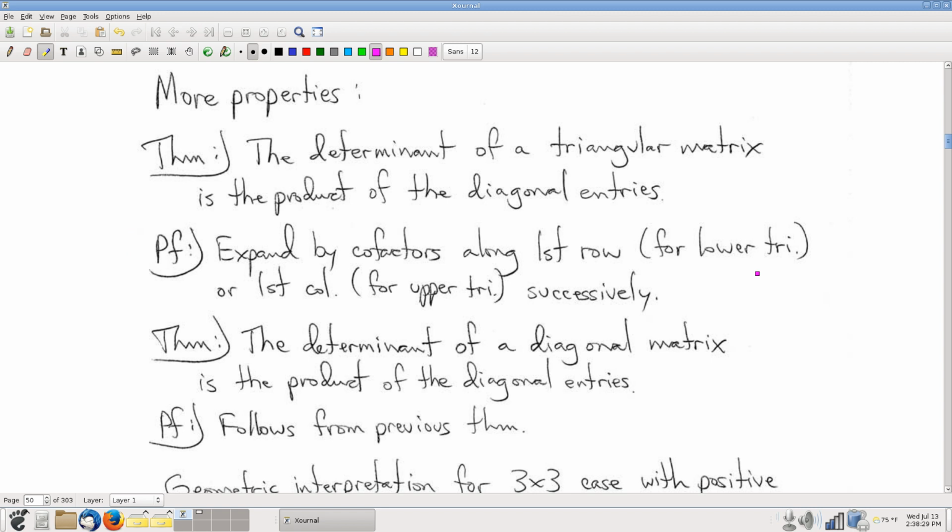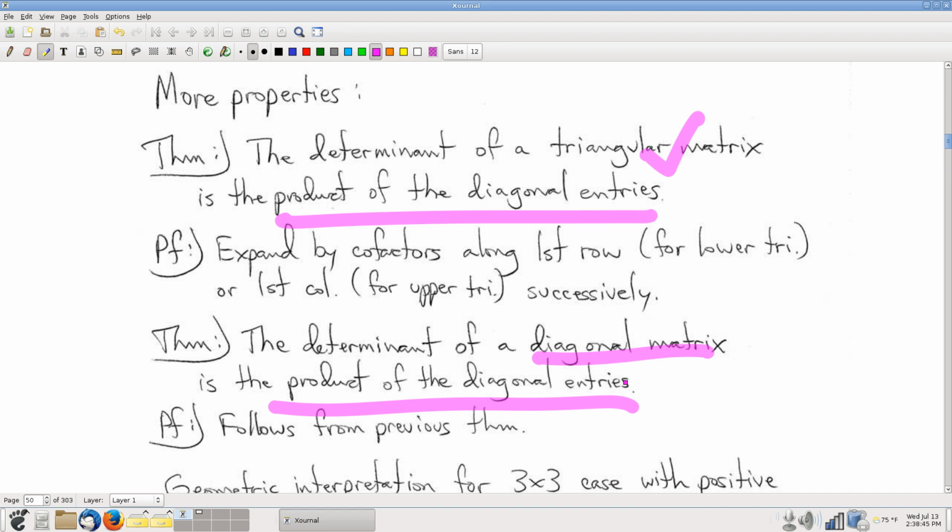All right. Special case of this. Note that every diagonal matrix is a triangular matrix. In fact, every diagonal matrix is both upper triangular and lower triangular. And so the determinant is the product of the diagonal entries, just as in the previous theorem.